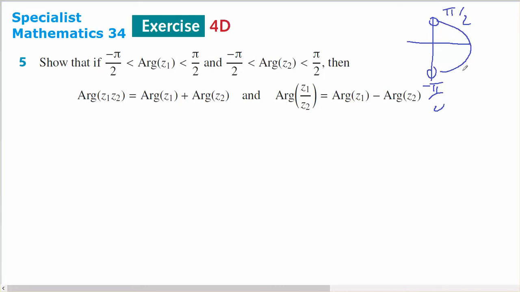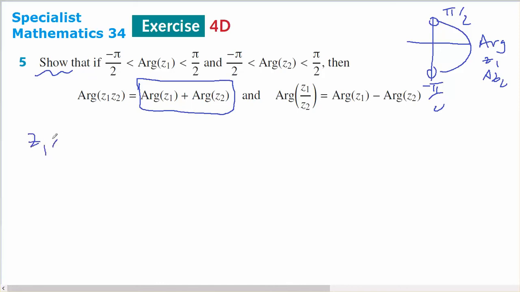And the argument of Z2, Z1 and Z2 are in there. So if I'm showing this, I just have to add the arguments together because it will fall within the right domain. So I know the rule about Z1 times Z2 equals R1 times R2 cis of theta 1 plus theta 2. So we add the two angles together.